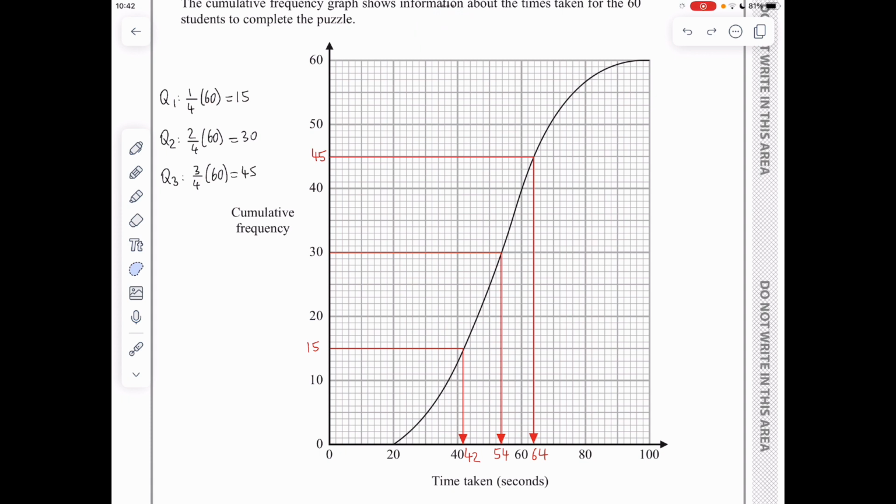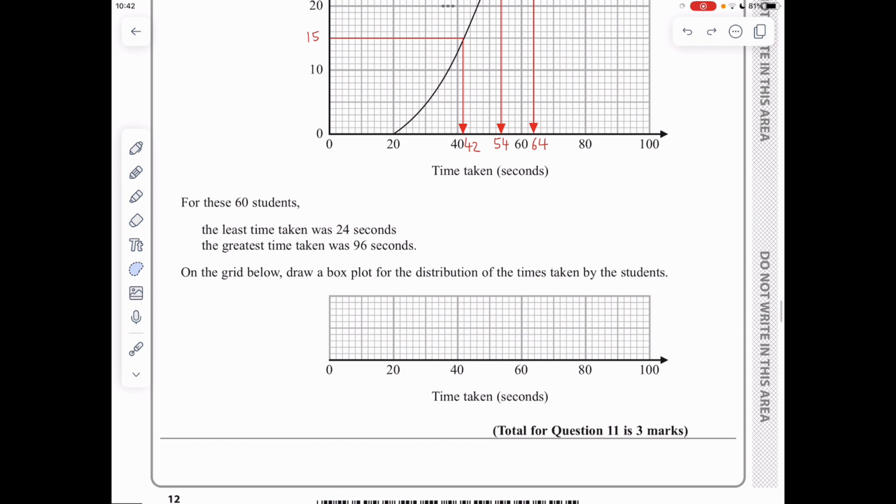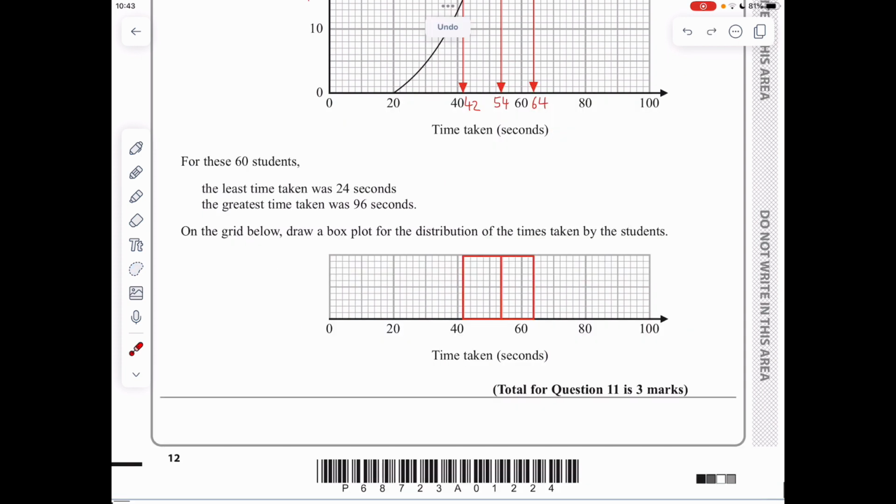And therefore, we have enough information to go on the diagram provided here in order to draw my box plot. So I will start by marking Q1, Q2, and Q3. There they are. This is the box. And then we extend to the left up to the minimum of 24 and to the right up to the maximum of 96. And this completes the box plot.